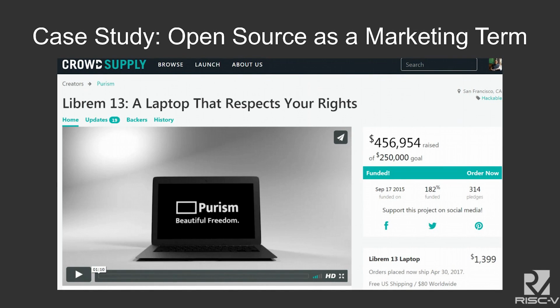Now the thing is that open source is turning into more of a marketing term, so people are starting to apply it to more and more products. Shortly after the Novena Laptop was out, another laptop called Librem, the name itself meant to invoke freedom and libre, introduced a laptop that respects your rights. They raised $500,000. They did 2 models, so the total raise was $2 million altogether, and the price points weren't low either at the end of the day.